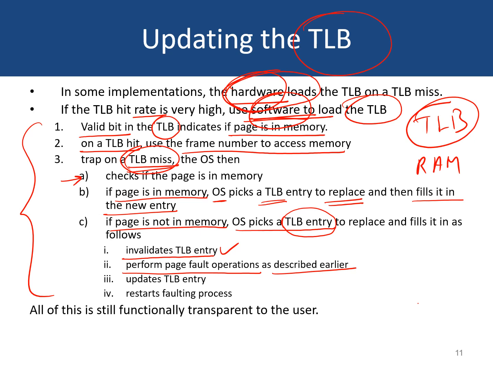Once the page is in the main memory, the page table has been updated. After that, we'll update the TLB entry, and then we can restart the faulting process from the instruction which had caused the page fault or the TLB miss to begin with. Note that all of these steps are still functionally transparent to the user processes and to the users themselves.